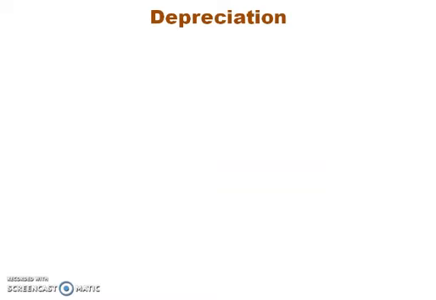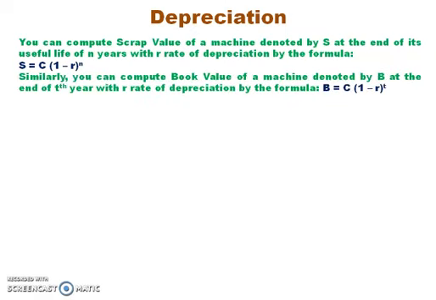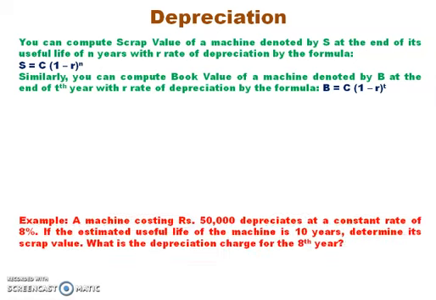Now coming to depreciation, in a depreciation problem you may be asked to find out either the scrap value or book value of an asset, which is usually the machine. So you can compute scrap value of a machine denoted by S at the end of its useful life of n years with R rate of depreciation by the formula S is equal to C into 1 minus R raised to power n. Similarly, the book value of a machine denoted by B at the end of tth year with R rate of depreciation can be found using the formula B is equal to C into 1 minus R raised to power t. Now let us take an example.